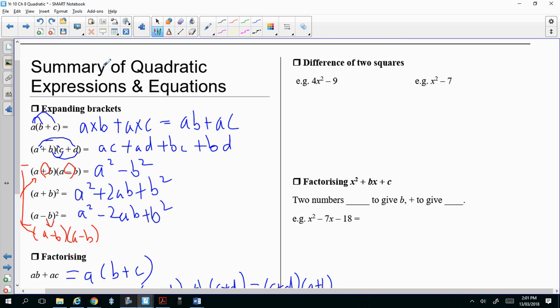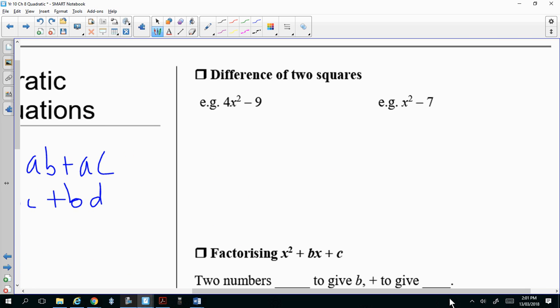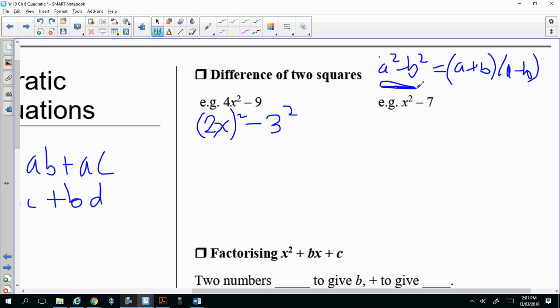We're now going to go on to do more examples. We're going to look at examples on difference of two squares. So let's write it down again. It's a squared minus b squared equals a plus b, a minus b. So you're going to use these rules to factorize the first one, which is to write it as 2x all squared minus 3 squared, like that. So it's like a squared minus b squared. Something squared minus something squared becomes 2x minus 3, 2x plus 3.